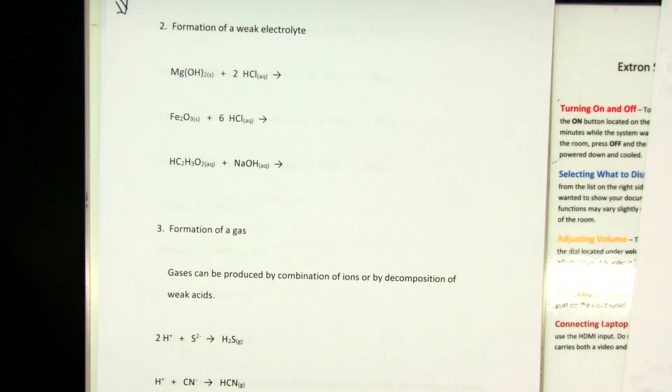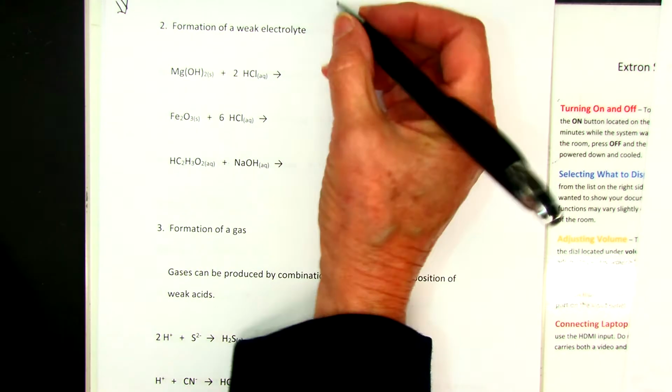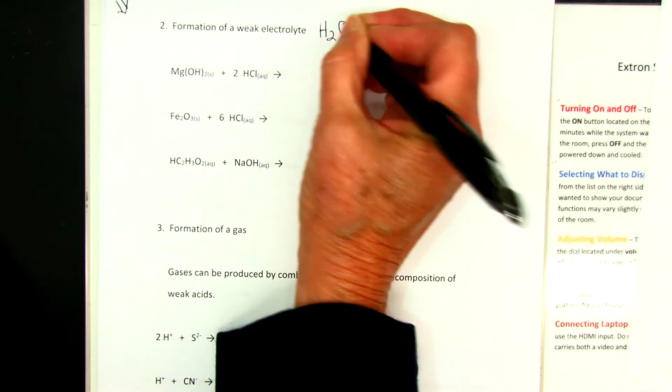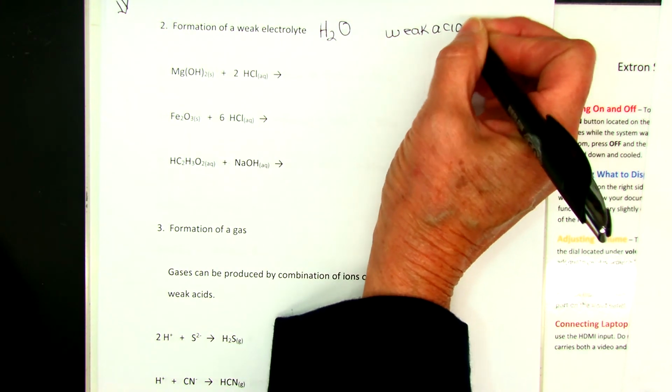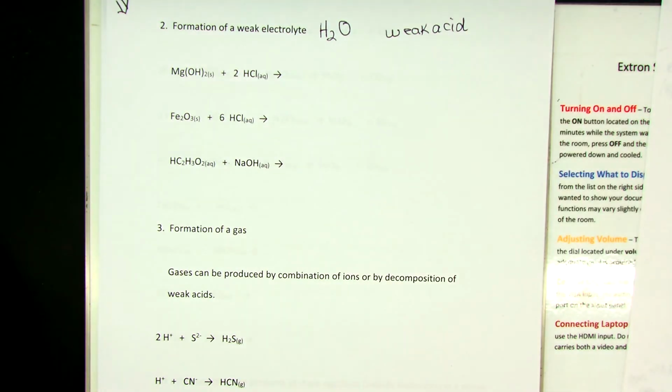I'm making a solid. The next criteria is the formation of a weak electrolyte. Often this weak electrolyte is water. It could also be any weak acid. Now, how do we recognize a weak acid to know it's a weak electrolyte? Because it's not strong. We have a list of 7 strong acids, and anything not on that list is weak. That's how we recognize it. So let's look at some examples.